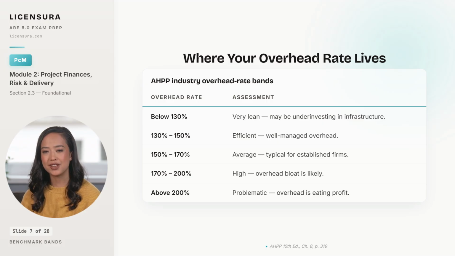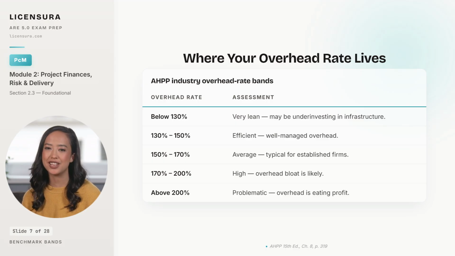Below 130% is very lean, and often means the firm is underinvesting in infrastructure. Not enough admin support, no real marketing function, deferred software upgrades that the team is working around. Between 130 and 150% is efficient and well managed. Between 150 and 170 is the typical range for established firms. Staffed properly, decent office, normal software stack.